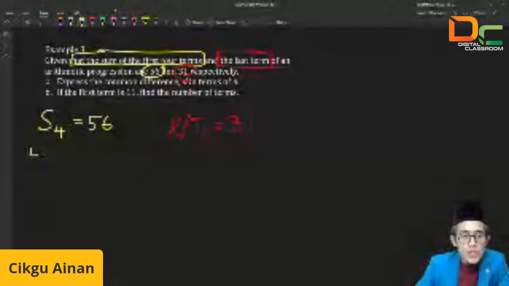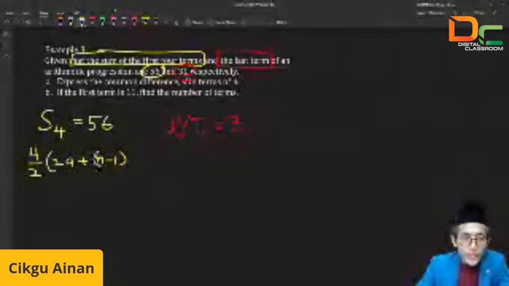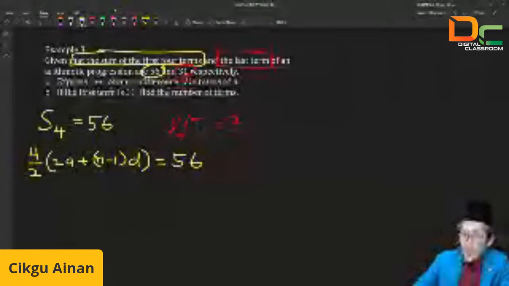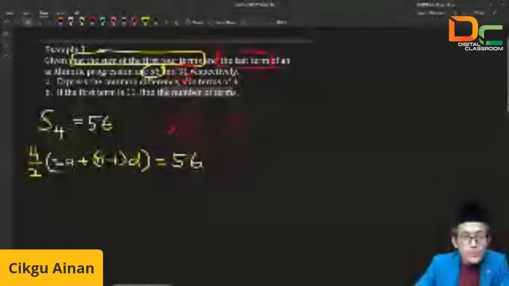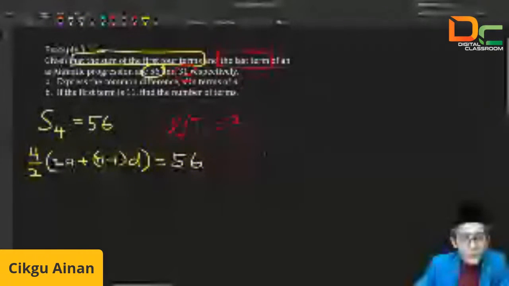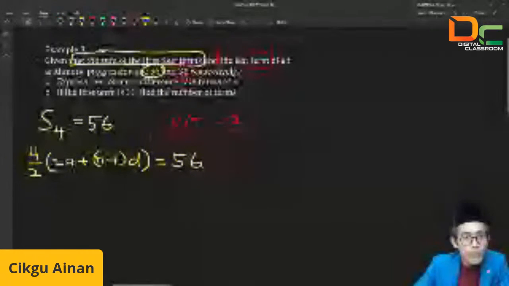We apply the formula. S4 is 4 divided by 2, times double the first term plus N minus 1. Don't forget to put brackets. Multiply by the common difference. And then 56. This one we can move over there. Wait, the mouse can't move right now.